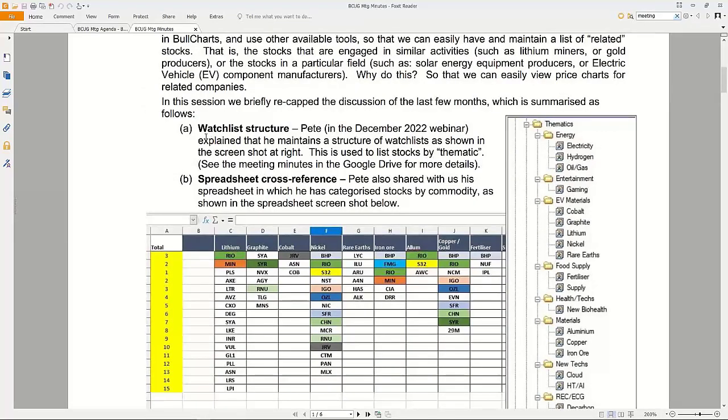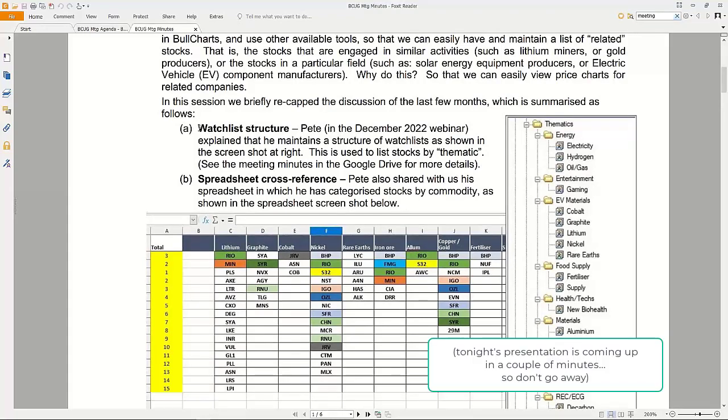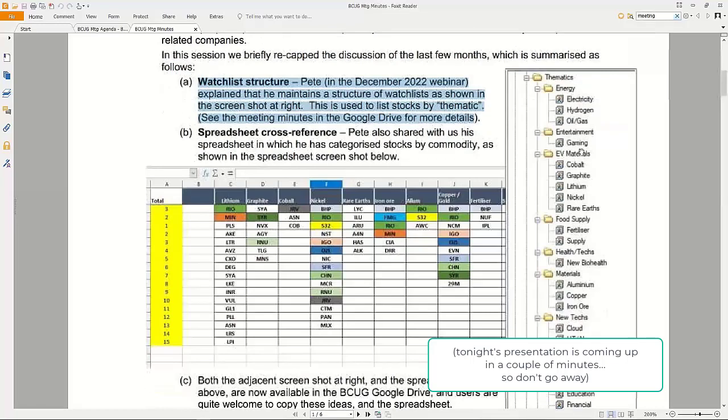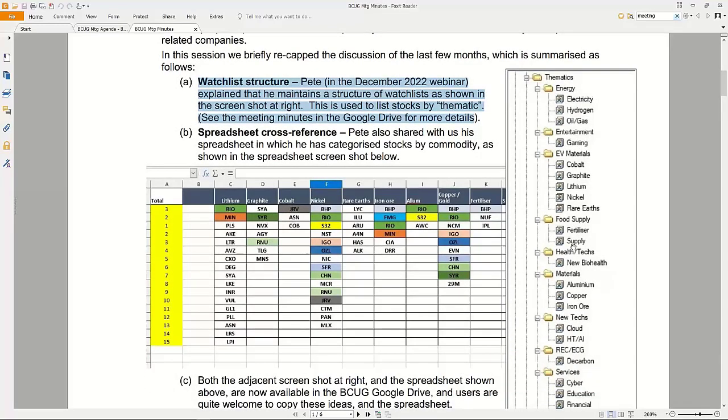What I mentioned last week was that back in December, Pete shared with us his watch list structure that he uses in BullCharts, and that's a screenshot of it on the right. He uses this structure based on thematics in his watch lists. He's got watch list folders within the watch lists. So under the thematics heading, he's got energy as a subheading, entertainment, EV materials, food supply, and so on, and then individual watch lists under those subheadings.